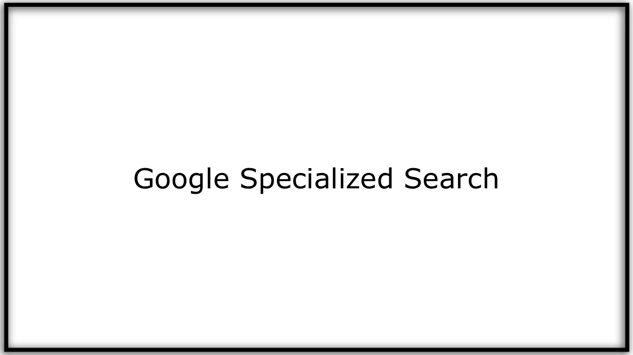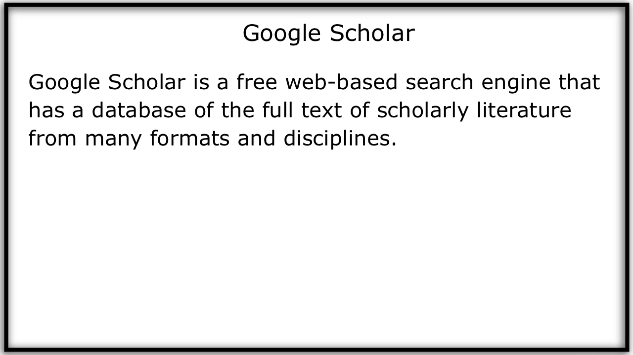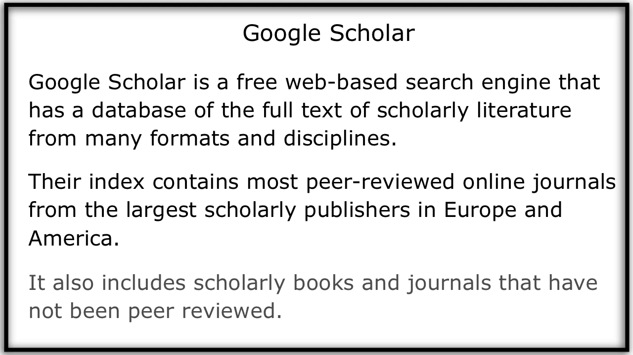Google Specialized Search, Google Scholar. Google Scholar is a free web search engine that has a database of the full text of scholarly literature from a wide range of publishing formats and disciplines. The Google Scholar Index contains most peer-reviewed online journals from the largest scholarly publishers in Europe and America. It also includes scholarly books and journals that have not been peer-reviewed.